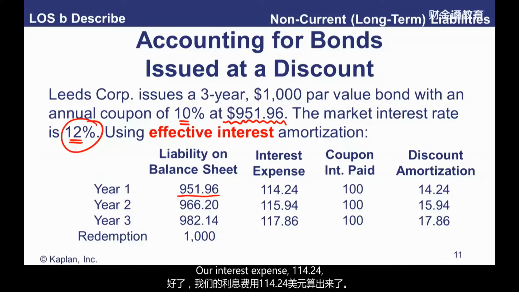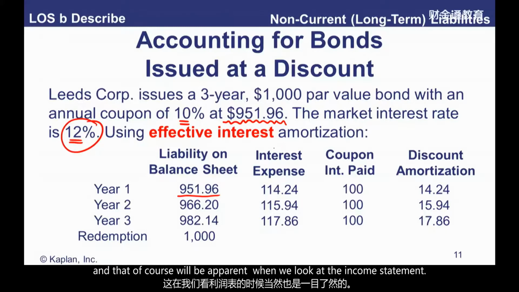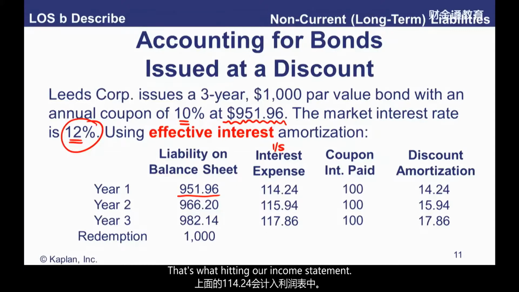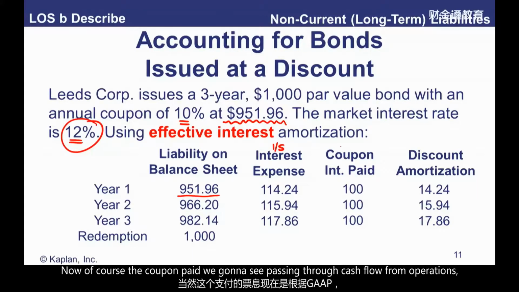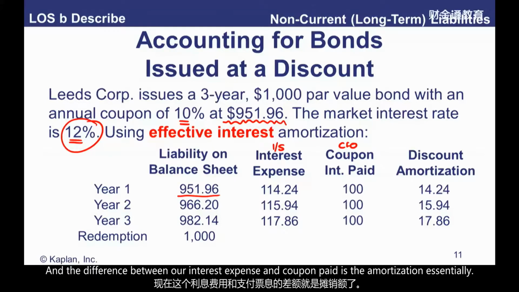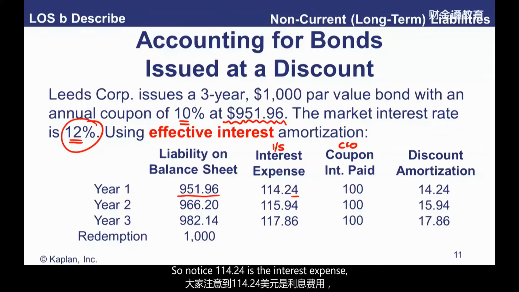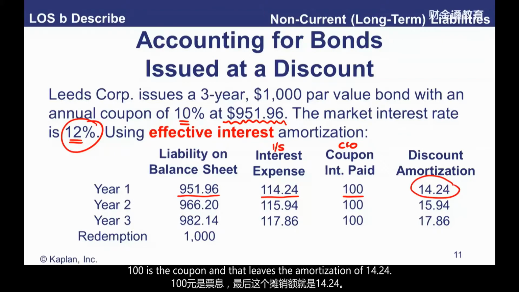So there's our interest expense, 114.24, and that of course is what is going to be apparent when we look at the income statement. So that's what's hitting our income statement. Now we then compare that to the coupon paid. It's a 10% bond, so 10% of $1,000, 10% of face value means the coupon is $100. Of course the coupon paid we're going to see passing through cash flow from operations certainly under US GAAP. And the difference between our interest expense and the coupon paid is the amortization, essentially. So notice 114.24 is the interest expense, 100 is the coupon, and that leaves us with amortization of 14.24.